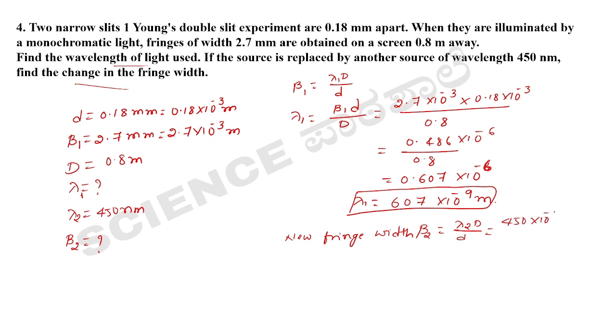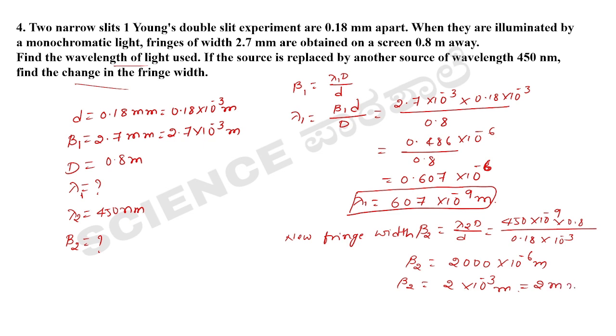450 into 10 raised to minus 9 into capital D is 0.8, divided by small d, how much? 0.18 into 10 raised to minus 3. So then beta 2 is equal to, how much will you get? If you do this, you will get around 2000 into 10 raised to minus 6 meter. It becomes beta 2 is equal to, shifting the decimal points, 2 into 10 raised to minus 3 meter or 2 millimeter, right? So this is the value of beta 2.